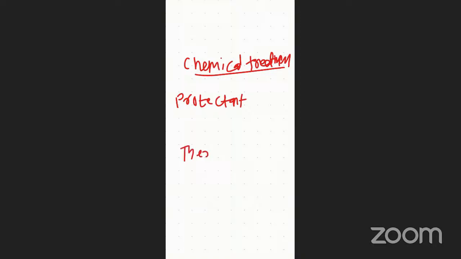So based on that, the application of these chemicals in chemical treatments is of two types. Chemical treatment: first of all, protectant. Second one, therapeutant.